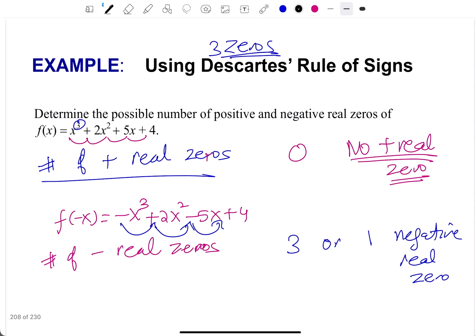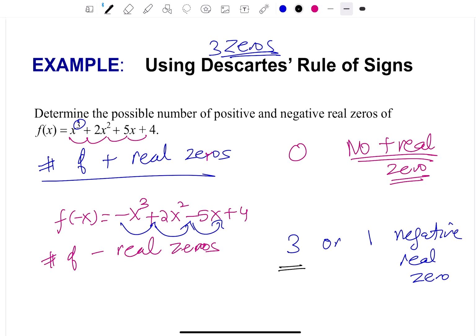If I have 3 real zeros, then there are 3 negative real zeros, and that's how many total zeros I have. But if I have 1 negative real zero, that means I have 2 complex zeros, because in total there are 3 zeros. And the rational zero theorem only gives us a list of possible real zeros. It does not say anything about complex zeros.